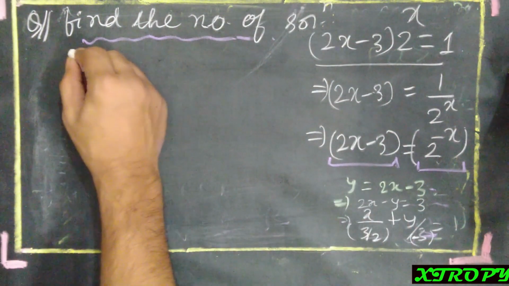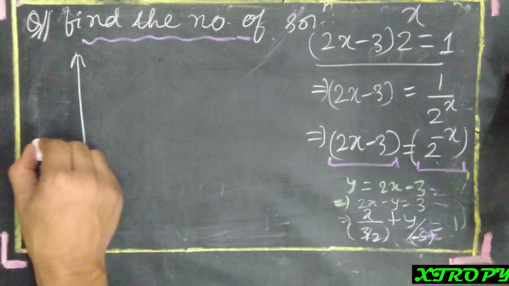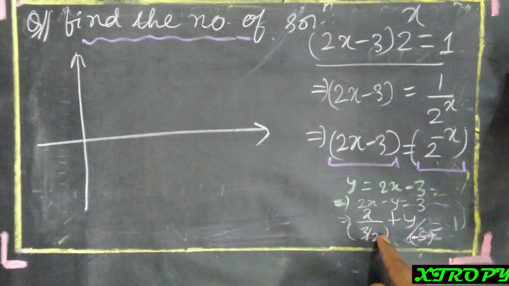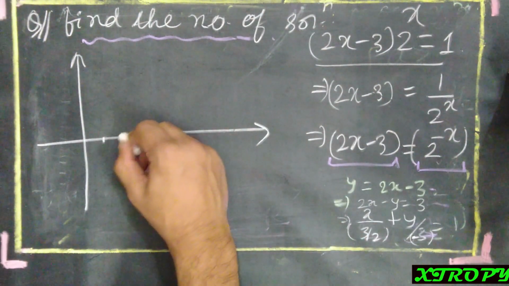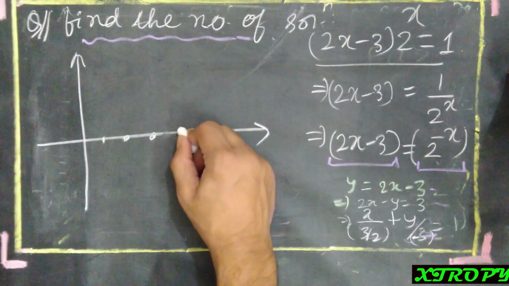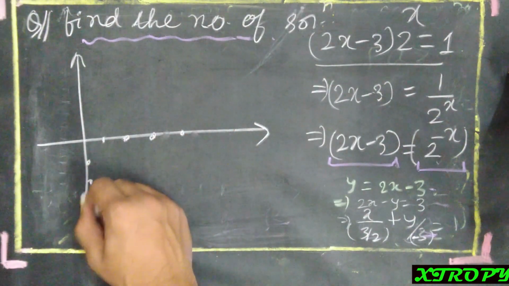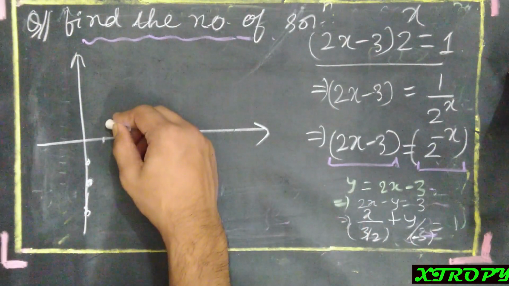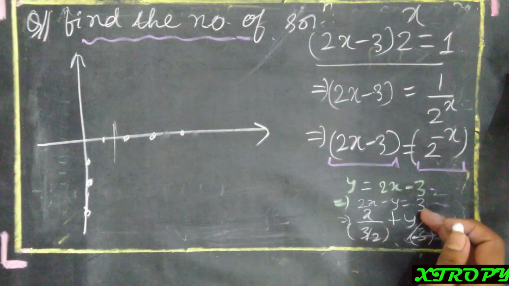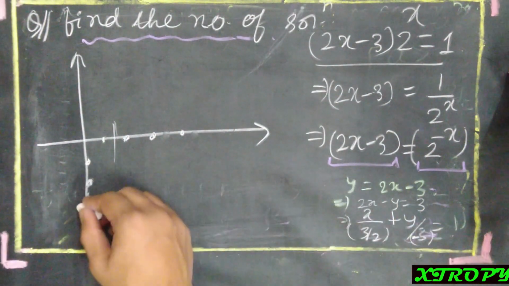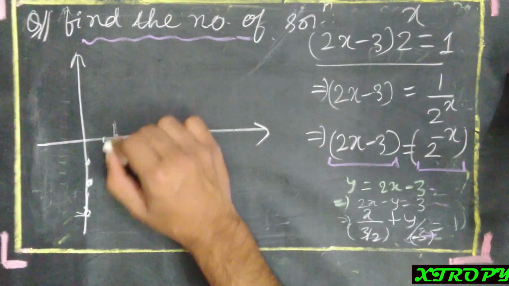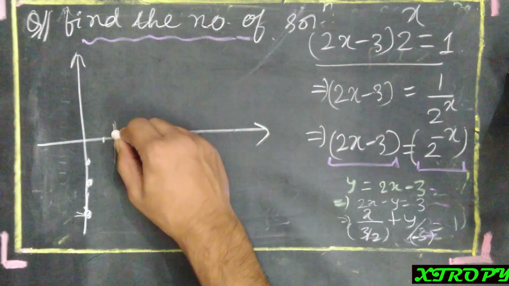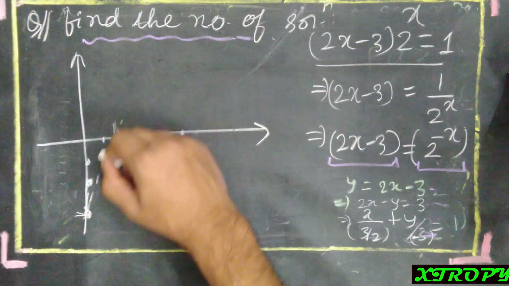So now let this graph be drawn over here. The intercept of x is 3/2, that is 1.5. So let us plot something like this: 1, 2, 3, 4, and over here 1, 2, 3. The intercept of x is 1.5, therefore it will be somewhere here, and the intercept of y is -3 over here. So if you join these two points and draw a line, that will give us the graph of 2x - 3.